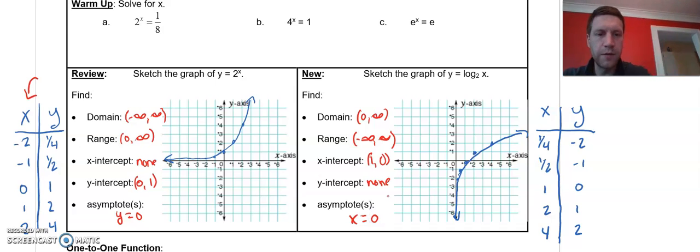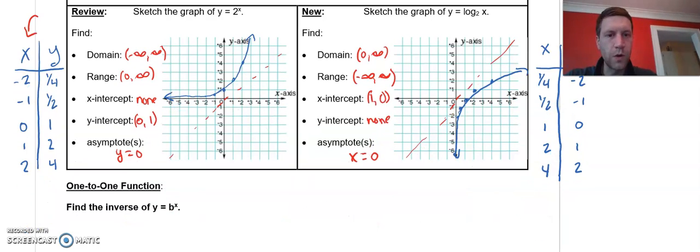So remember, if these were on the same graph, we would see that these are basically a reflection over the line y equals x, right? So that serves as your mirror. Inverses reflect over that. Okay. All right. So if you can graph the exponential, you can graph its inverse, which would be the log form.